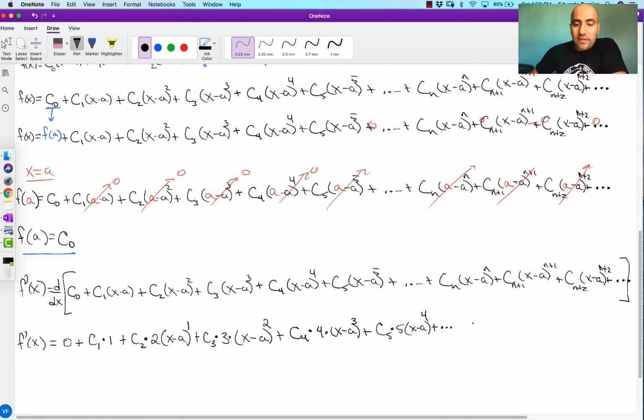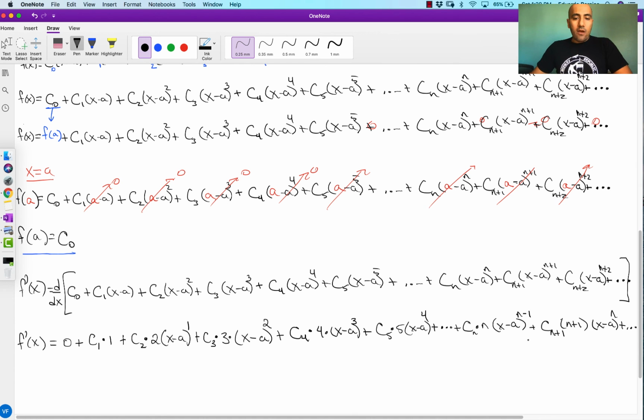And let's see what happens to these guys. We end up with plus, and then this becomes c sub n times x minus a to the power of n minus 1, right? So we bring down that n now as a factor, and then we subtract 1 from the exponent, plus, and then the one right next to it is going to be c sub n plus 1 times n plus 1 times x minus a to the power of, well, we subtract 1, we just get a power of n. Right? And then there's the next one, but that's okay. Let's leave it alone and say keep going that way.